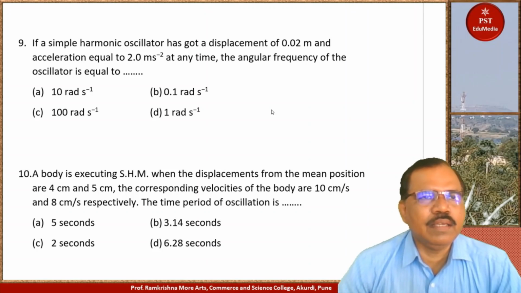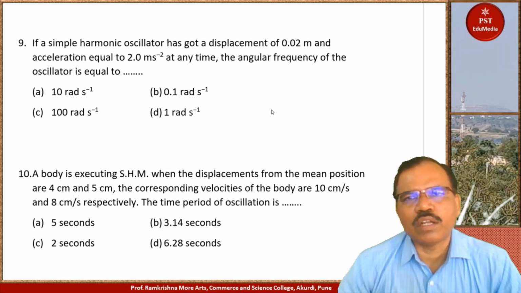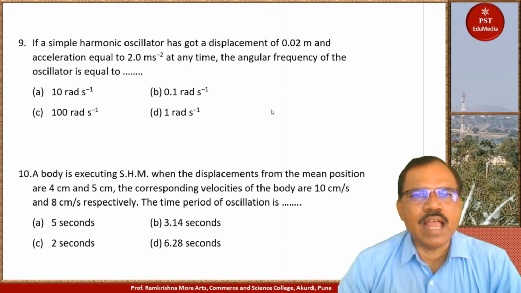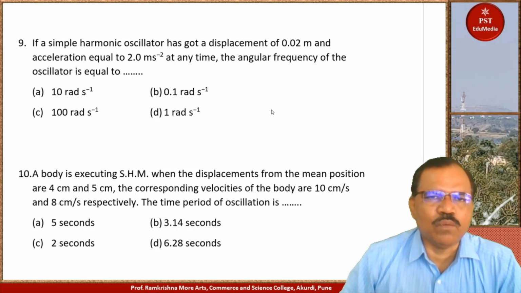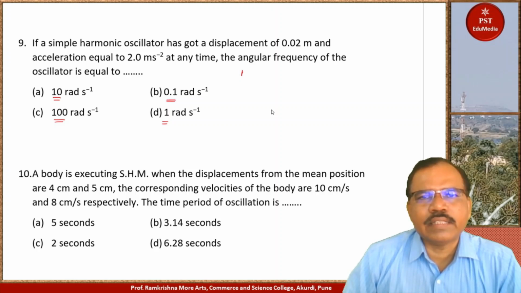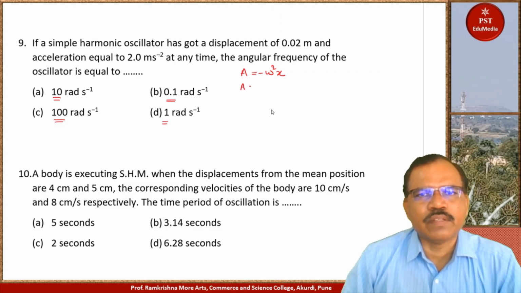If a simple harmonic oscillator has got displacement of 0.02 meter and acceleration equal to 2.0 meter per second square at any time, the angular velocity of the oscillator is equal to: 10 radians per second, 0.1 radians per second, 100 radians per second, 1 radian per second. Now see, acceleration is minus omega square x in simple harmonic motion. So magnitude is A is equal to omega square x.